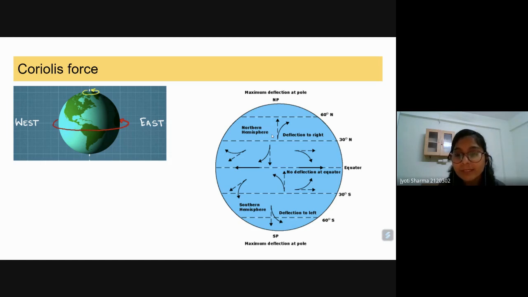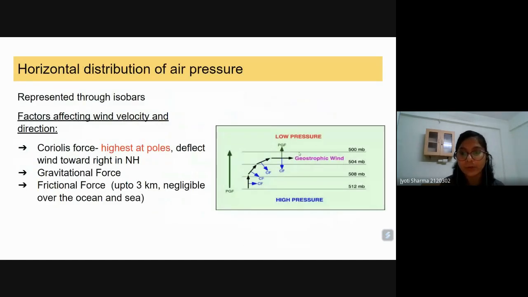In such a way, we can see here, if the direction is from 30 degrees to the equator, then it will move in this direction, left side, because it is moving from here to here. So I think this is clear why this deflection is happening: it is due to the Coriolis force, and because of this Coriolis force, our wind direction is also changing.